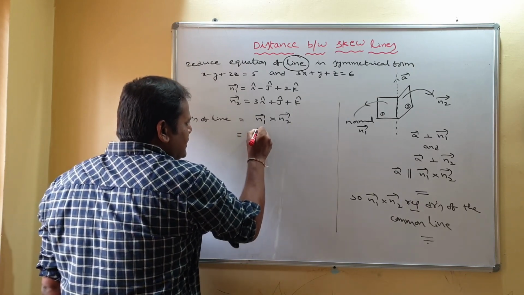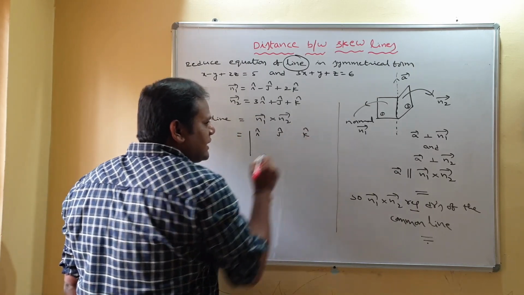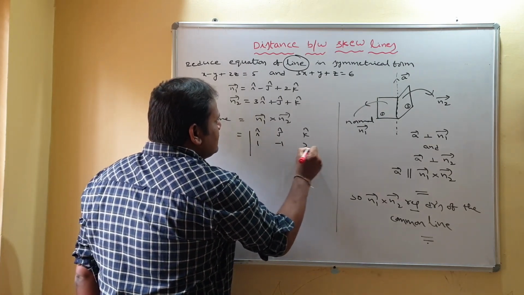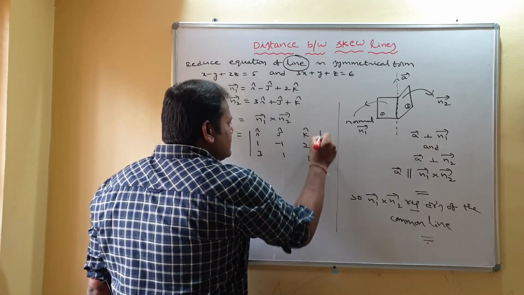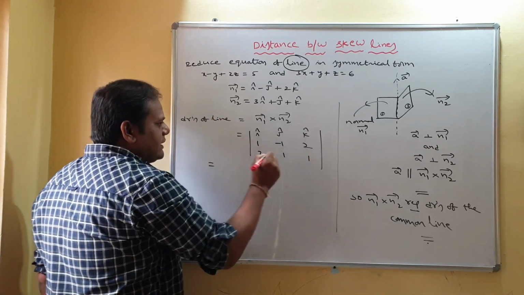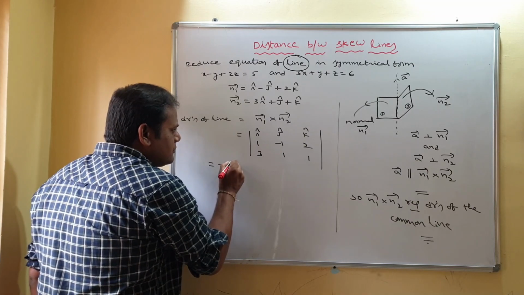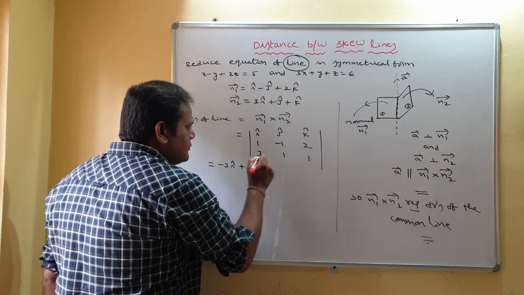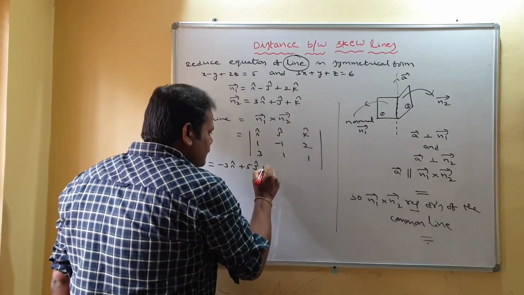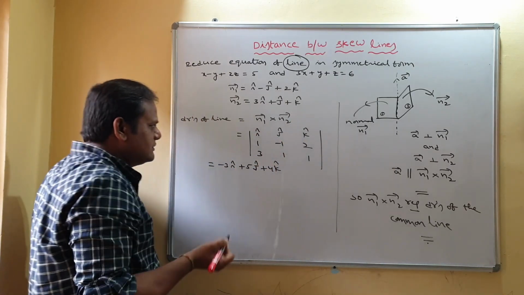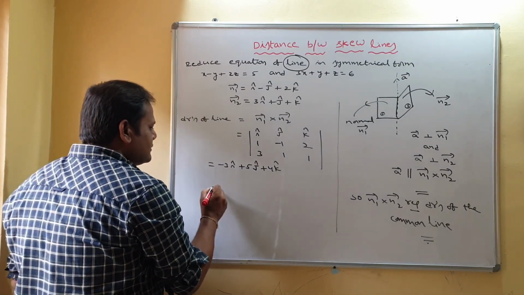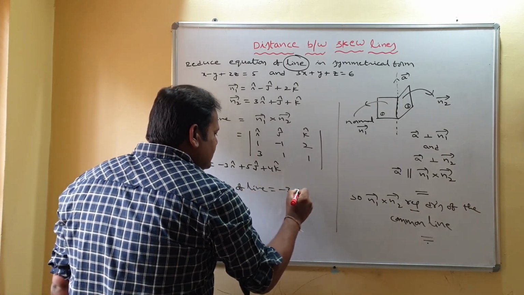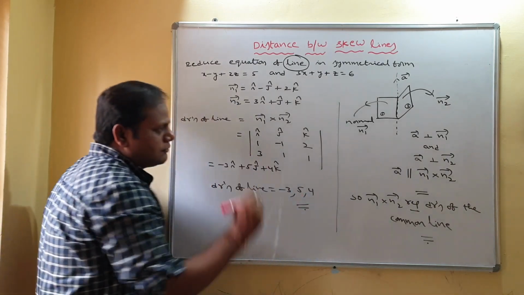So you know how to find the cross product with i cap, j cap, k cap. The first vector is N1 bar: 1, minus 1, 2, and then 3, 1, 1. Just evaluate it. So i cap into minus 3, minus j cap into 5, so 5 j cap, and k cap into 4, so 4 k cap. So we got the dr's of the line. What are the dr's of the line? Minus 3, 5, 4.